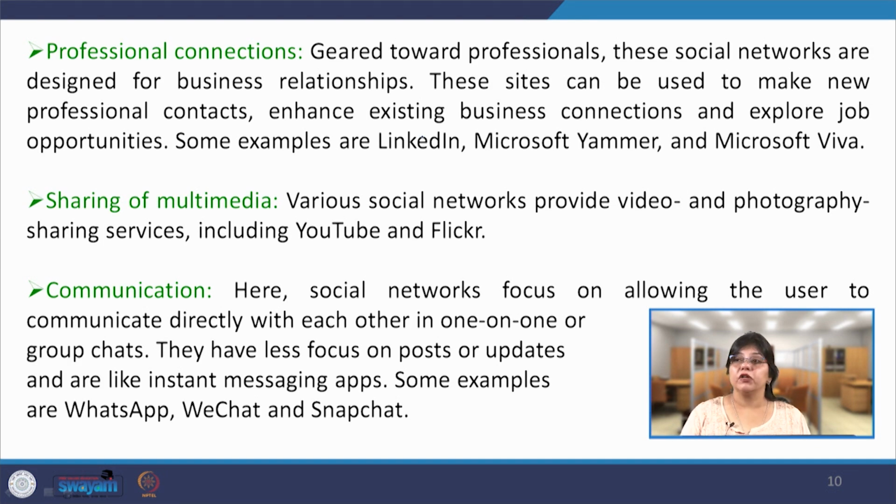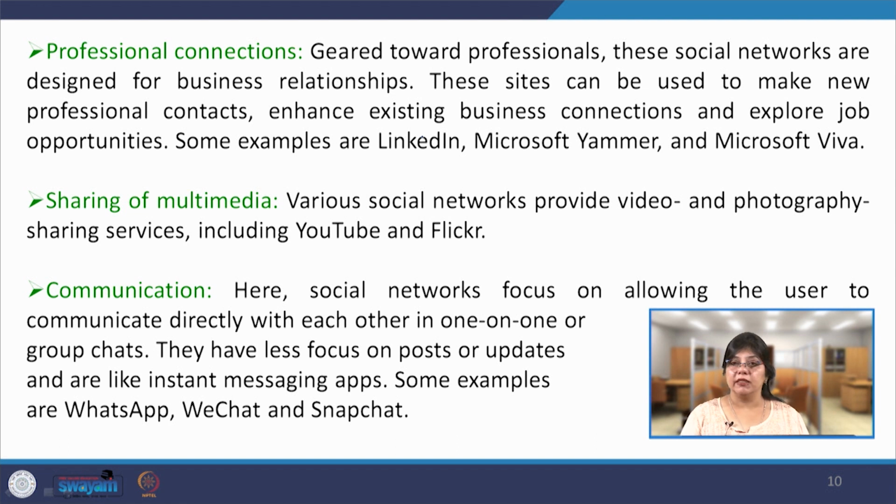The other is professional connections. It is all about the business market, how people gear up towards professional goals through social networks, which are designed in a way that people make new professional connections, enhance their business and explore new opportunities. For example, LinkedIn, Microsoft Yammer or Microsoft Viva. People join these networks, connect with different types of people, find opportunities to enhance their skills and grow in different areas of their own business and gain more novelty in their performance. This is professional connections through social networks.